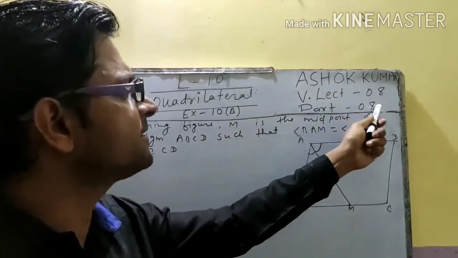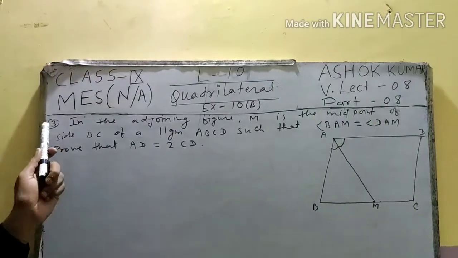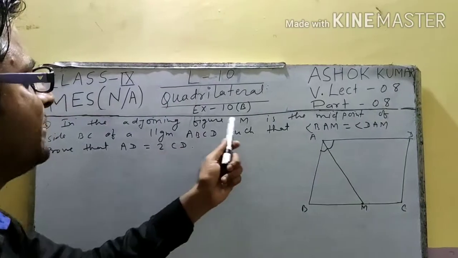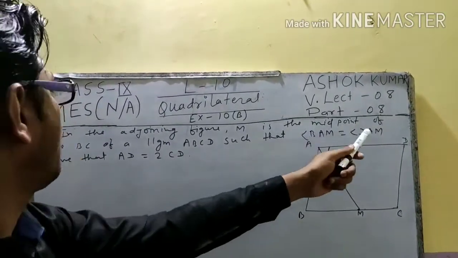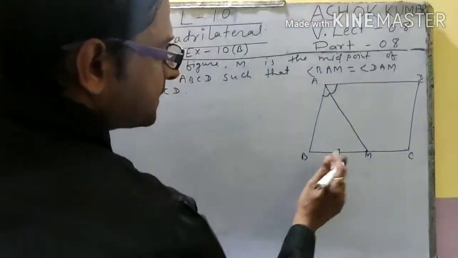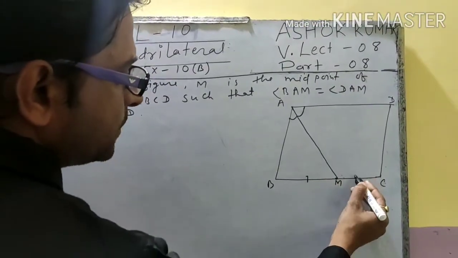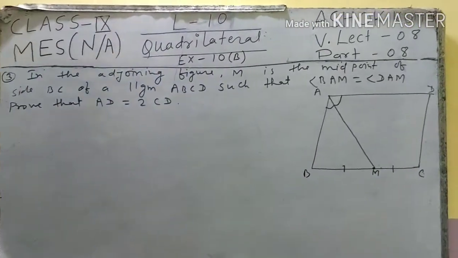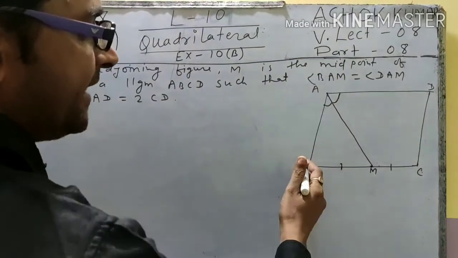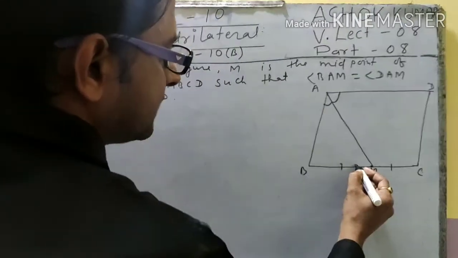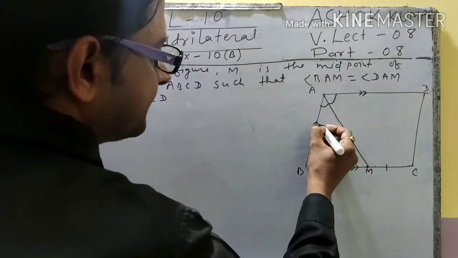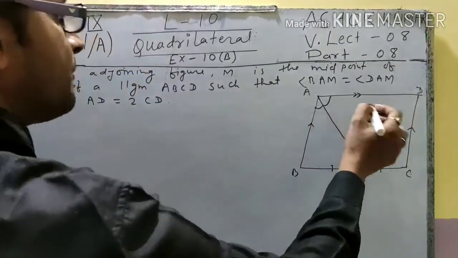Okay, this is video part 8. Here student, question number 3. In the adjoining figure, M is the midpoint of side BC. That means BM is equal to MC, of a parallelogram ABCD. That means this side is parallel to this side and this side is parallel to this side. This is the property of parallelogram.